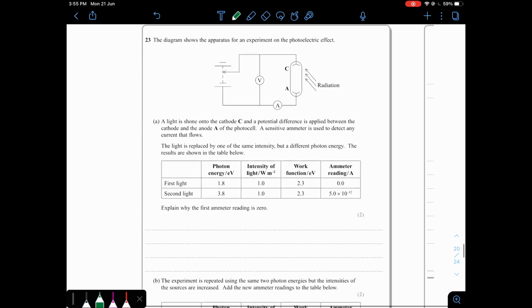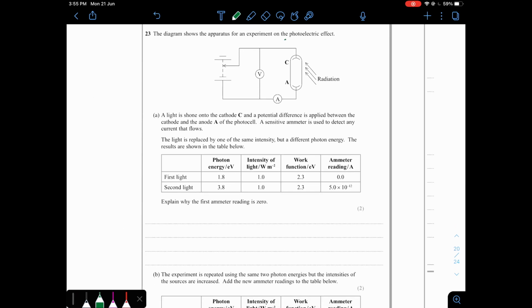So they give us a diagram that shows an experiment for the photoelectric effect. They tell you that the light is shone at cathode C, and a PD is applied between cathode and the anode A. So A and C here. A sensitive ammeter, so it's a very sensitive ammeter, is used to detect any current. So they tell you that the light is replaced by one of the same intensity but a different photon energy. The result is shown below. So this is the results.